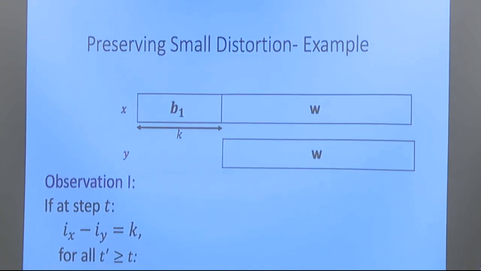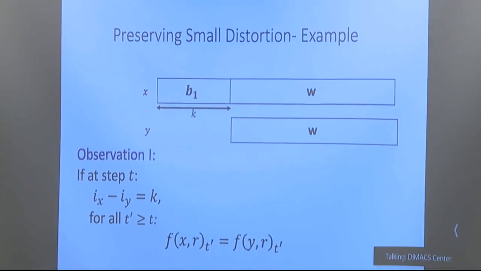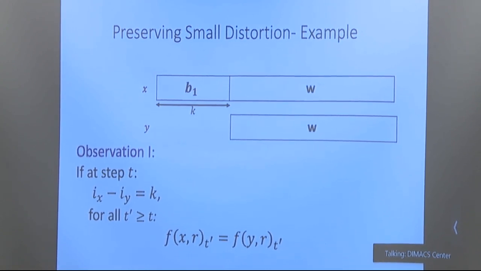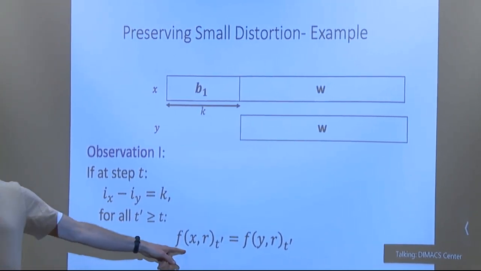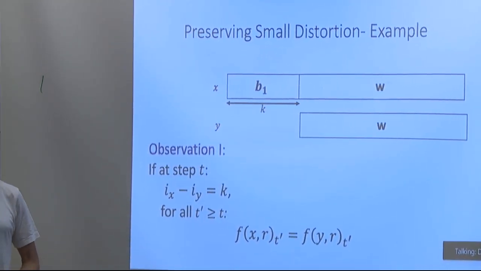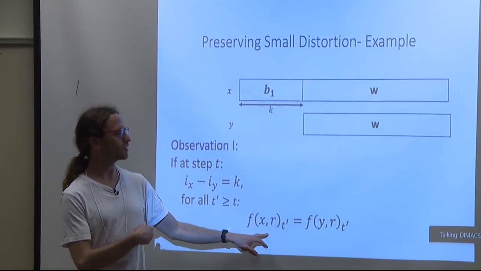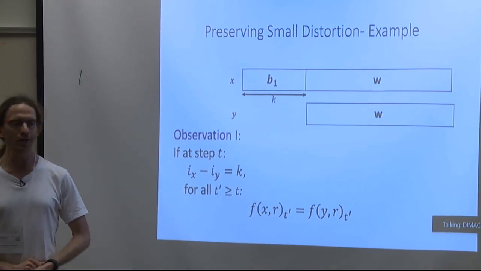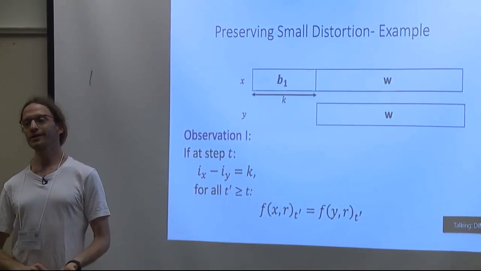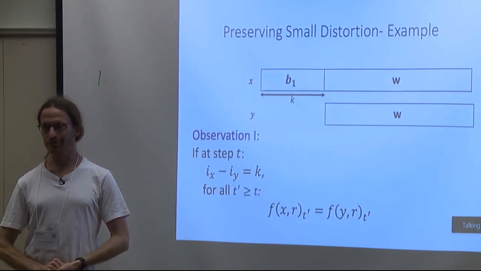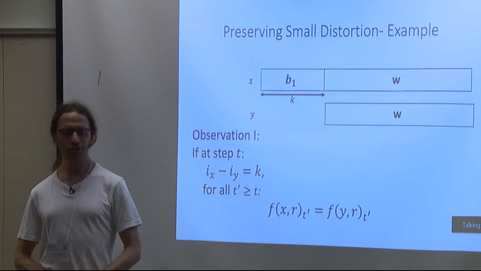So let's make two easy observations. First observation: in any iteration t, if the difference between the pointer to x and the pointer to y is exactly k, then in all later steps, the embedded string of x and the embedded string of y will be the same. This is exactly what we had when we got synchronization in the previous example. Okay? So this is one observation.